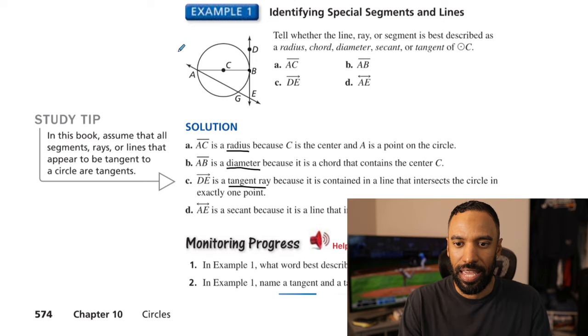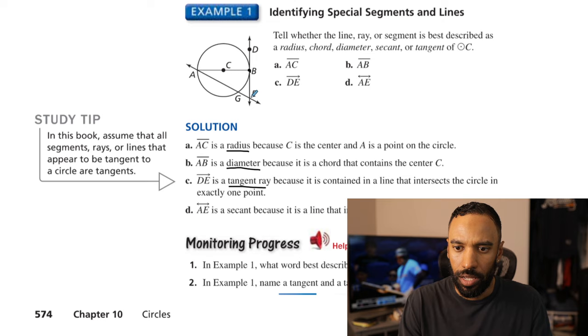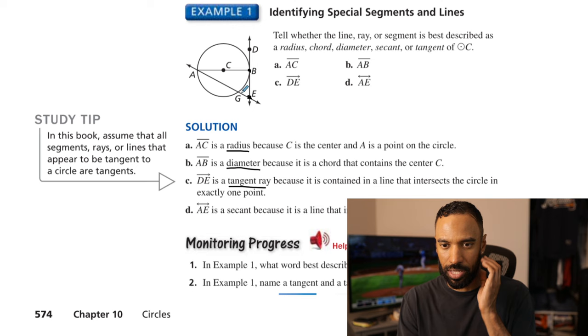And then AE touches two points on here. Although it... Oh, where's E? Wait. Oh, I guess E's right here. So AE is a secant line because it hits at two points there. So secant.